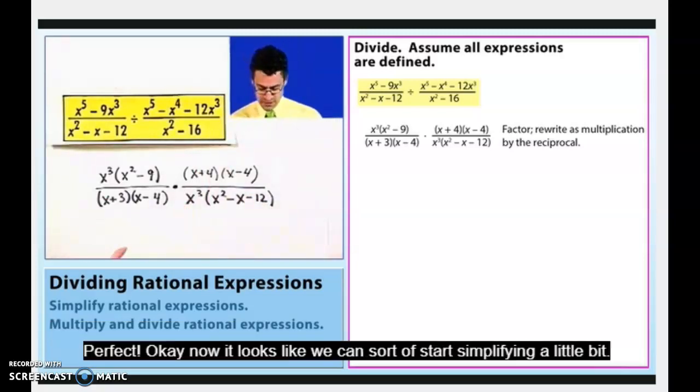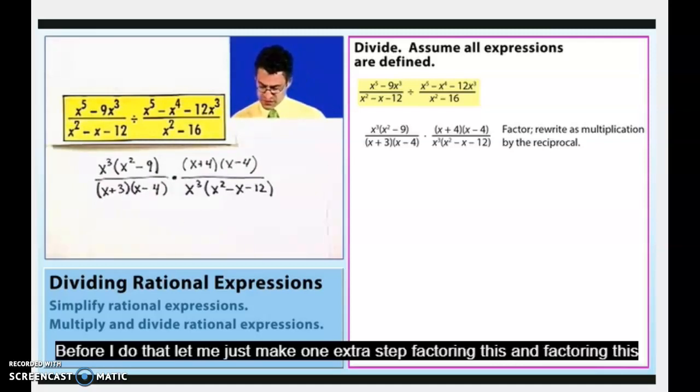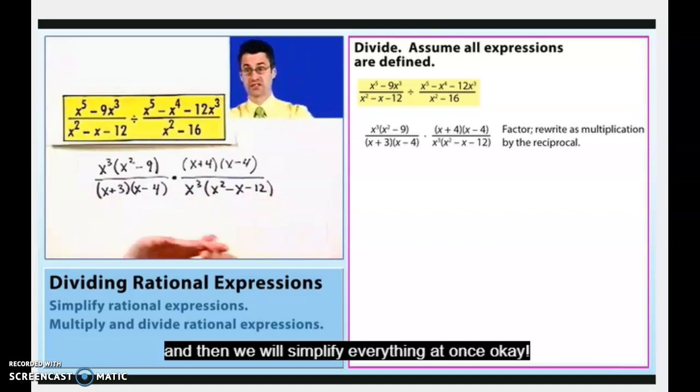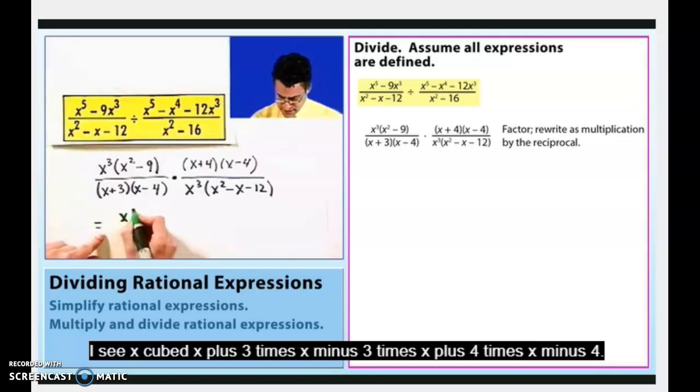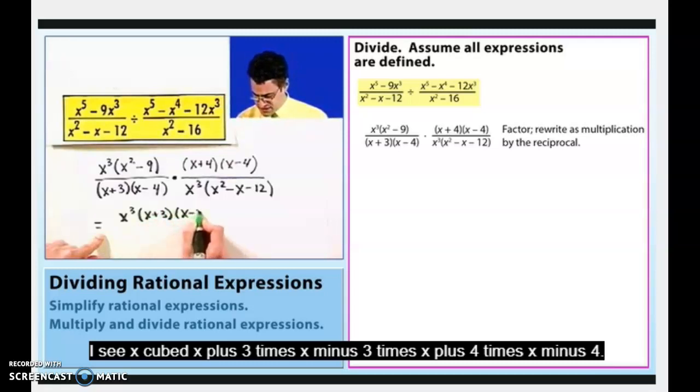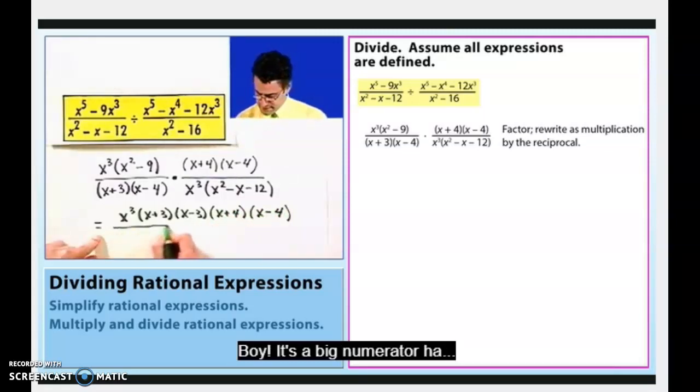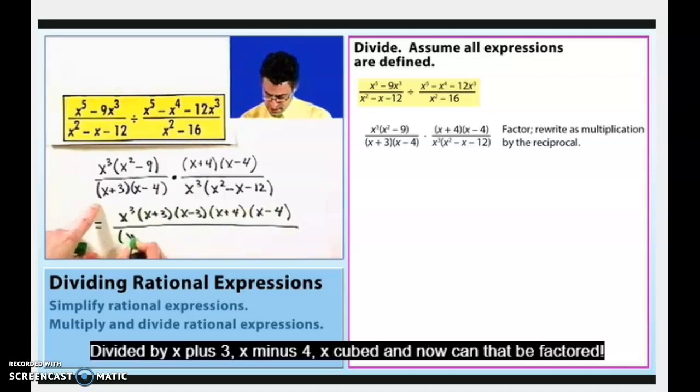Perfect. Okay. Now, it looks like we can start simplifying a little bit. Before I do that, let me make one extra step, factoring this, and then we'll simplify everything at once, okay? So if I'm going to factor these now, I see x cubed, x plus 3 times x minus 3 times x plus 4 times x minus 4. Boy, it's a big numerator, huh? Divided by x plus 3, x minus 4, x cubed.